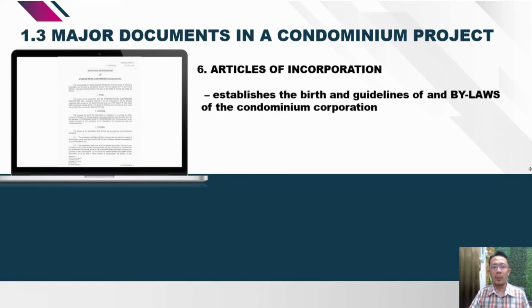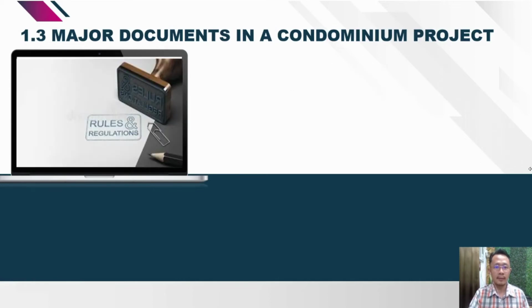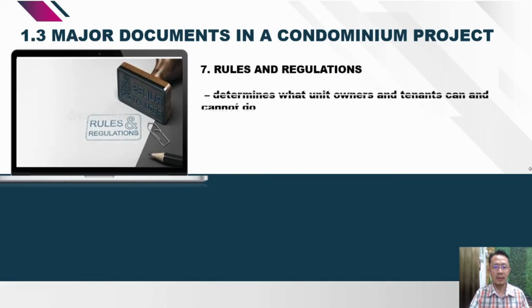The Articles of Incorporation is the one that establishes the birth and guidelines of the bylaws of the condominium corporation. Next are the rules and regulations. They determine what unit owners and tenants can and cannot do.